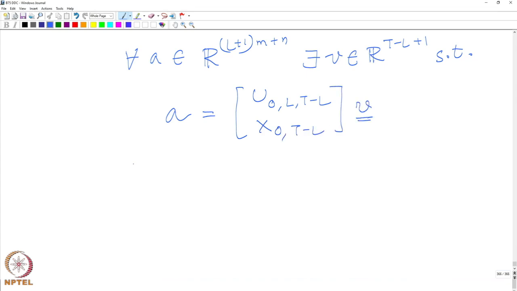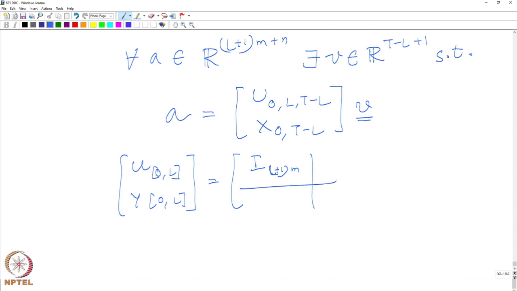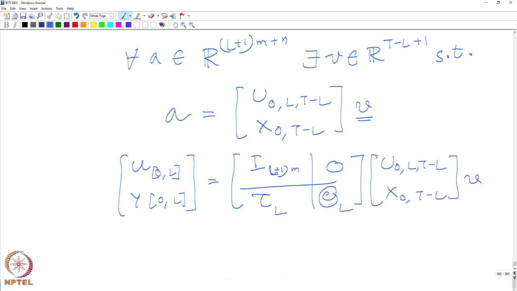So, I plug that in here. We have u 0 to L, y 0 to L, that is equal to identity L plus 1 times m, 0, Toeplitz matrix L, observability matrix L, multiplying u 0 L t minus L, x 0 t minus L acting on V. But now notice what is this guy, what is this product?